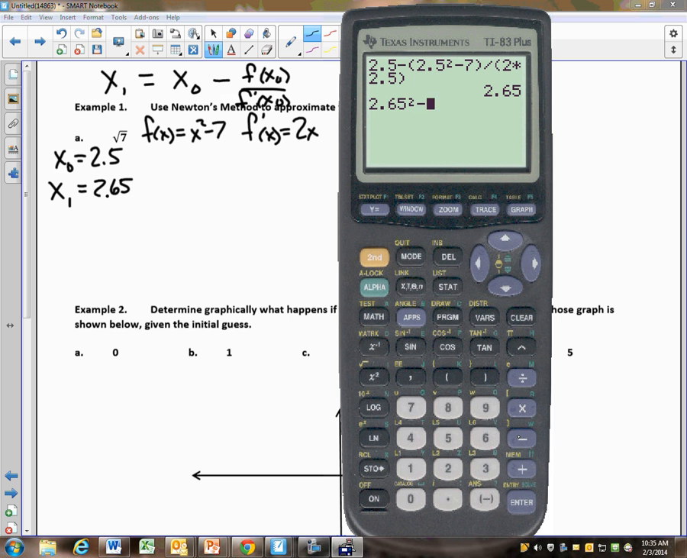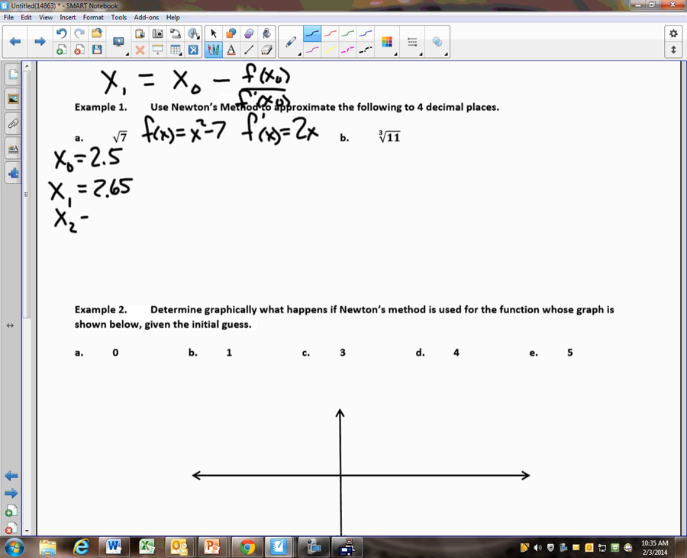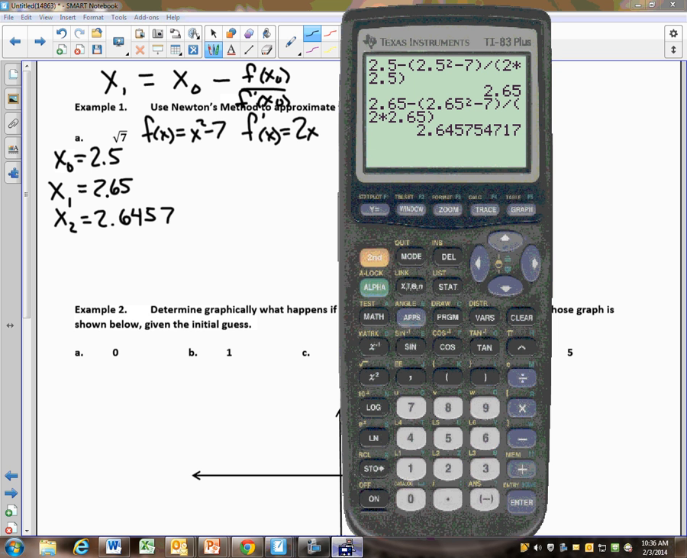2.65 minus, parentheses, 2.65 squared minus 7 divided by 2 times 2.65. So how many decimal places should I write it to? 4, so I can see if it changes. So we've got x sub 2 is equal to 2.6. So look at how quickly we were able to generate something that was accurate.